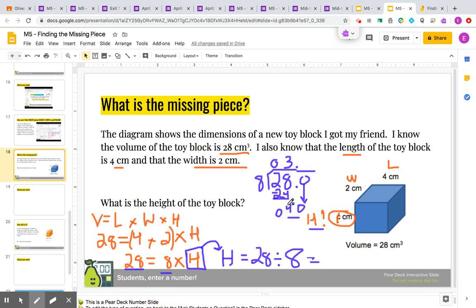And 8 can go into 40, or I can make groups of 8 out of 40 things. And I can make those groups 5 times, because 5 times 8 is 40. And there's nothing left over to decompose. So I know, using my division strategies and my knowledge of volume, that my height is equal to 3.5 centimeters. That was definitely a tricky one for us.